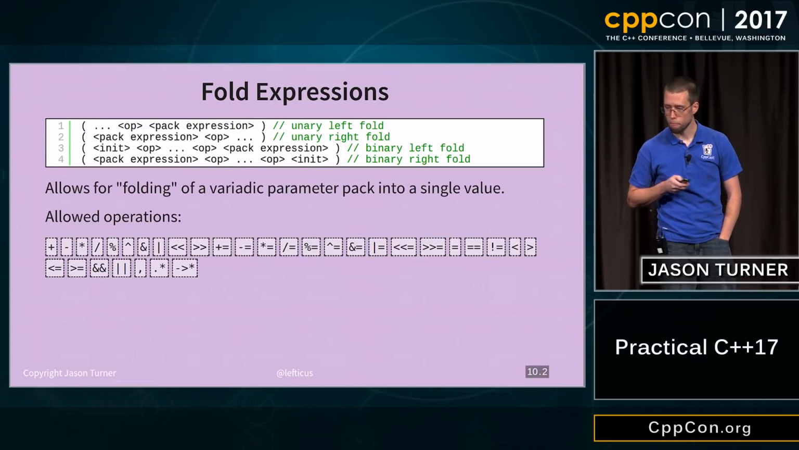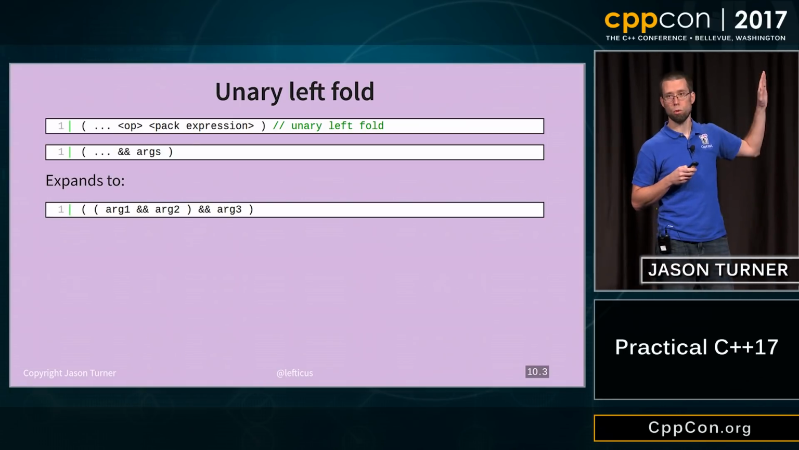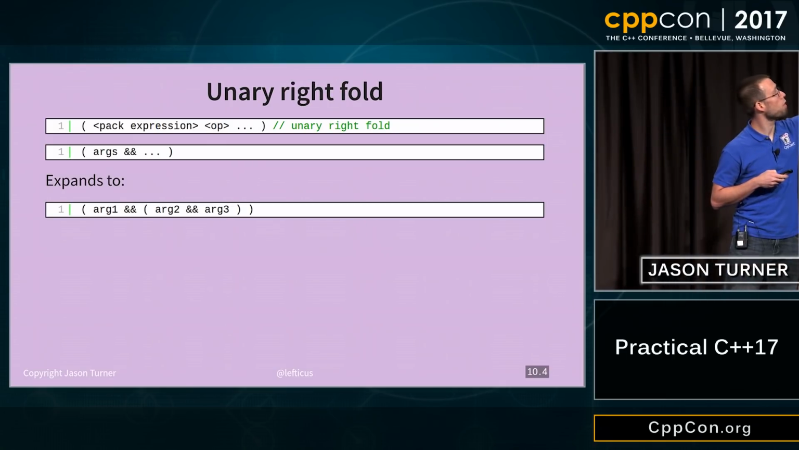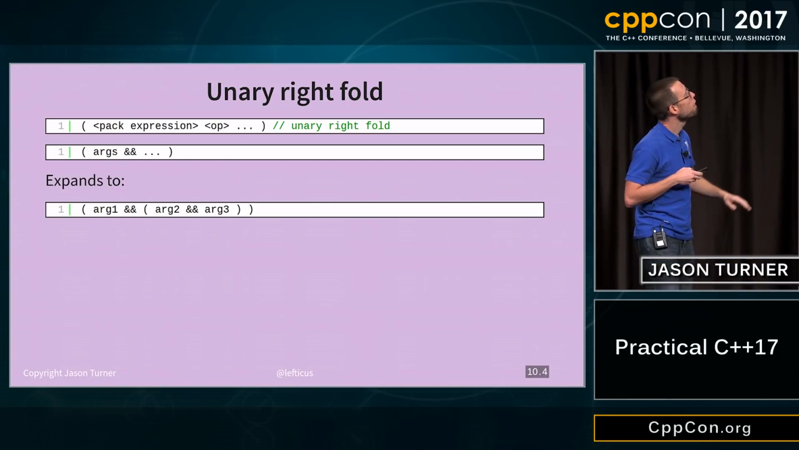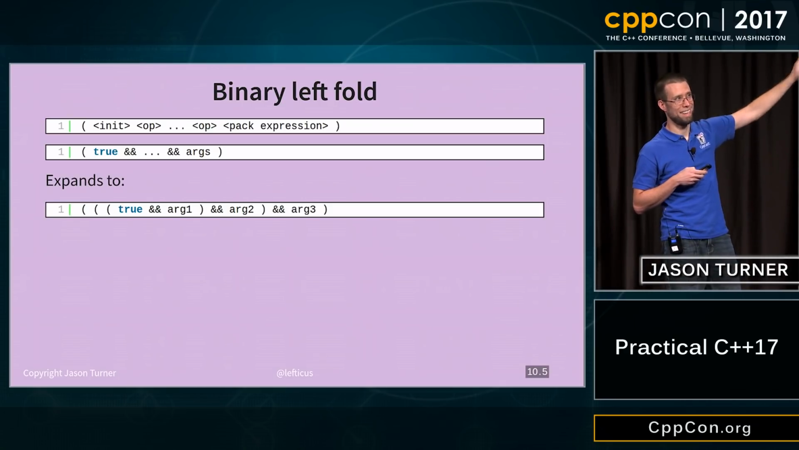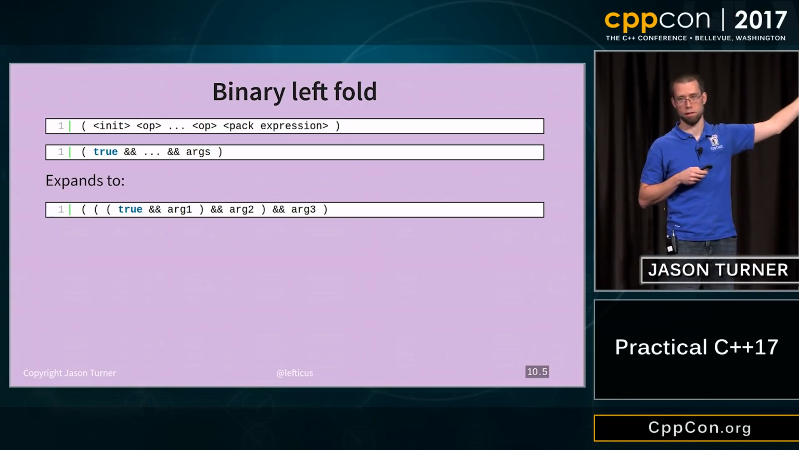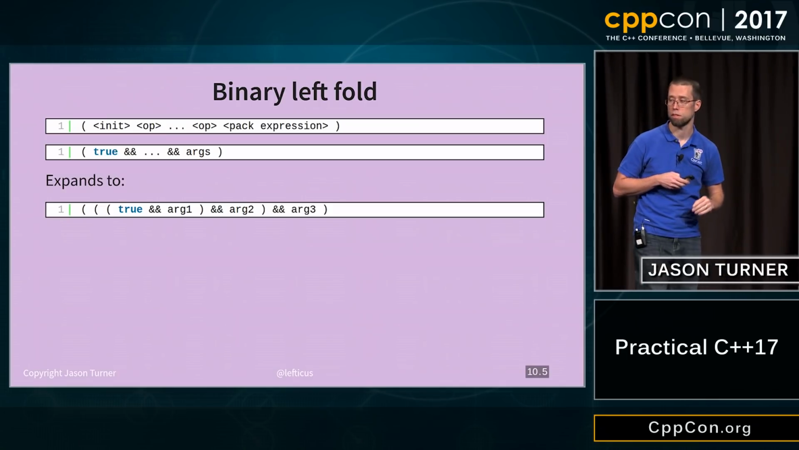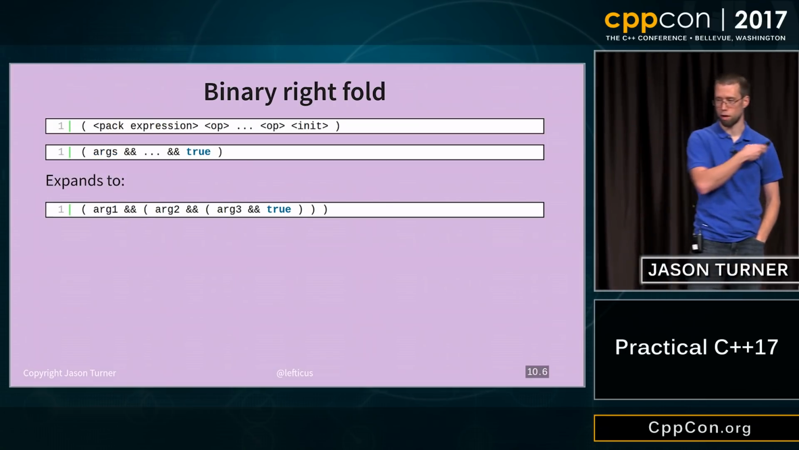Sorry. So this is the unary left fold. Basically, it's doing a leftwise grouping of the things that you are folding. And a unary right fold is doing a right-sided grouping of the things that are being folded. And then our binary left and binary right give us an init that we can put up there. And putting true in here is completely meaningless because true and false is false, but it's for the sake of this example slide. And same for the binary right fold. We've got our init.